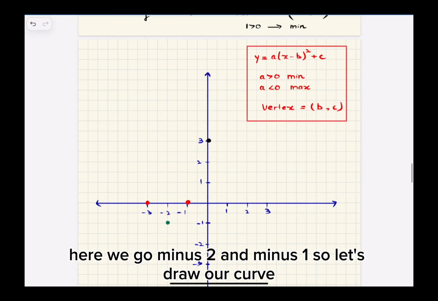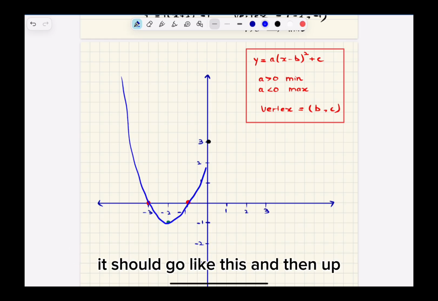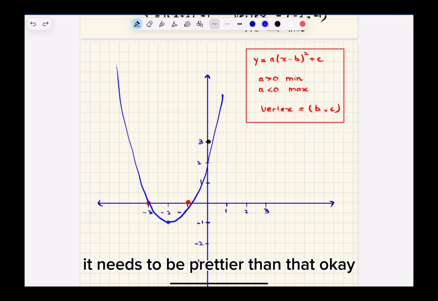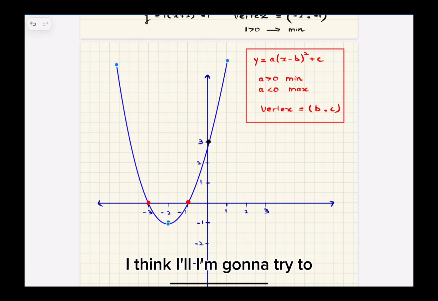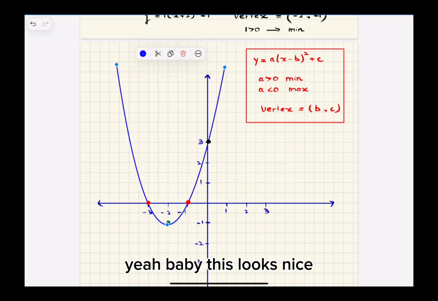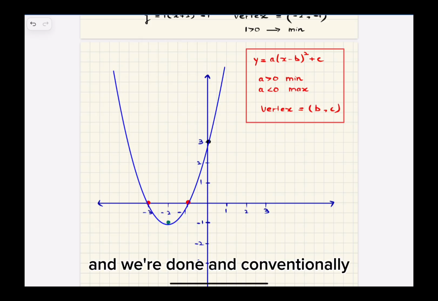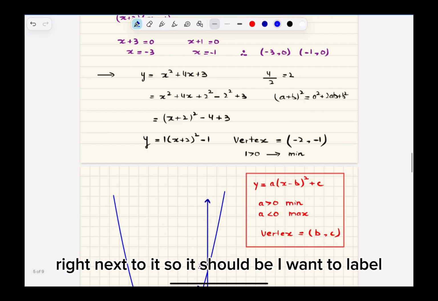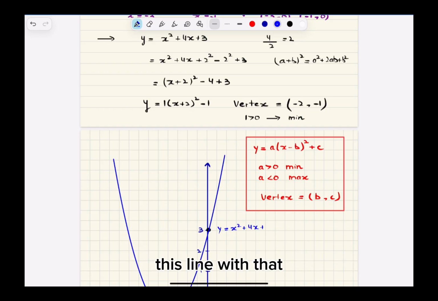So let's draw our curve. It should go like this and then up. No, it needs to be prettier than that. Okay, I think I'm going to try, yeah, this looks nice. Yay, and we're done. Conventionally, we should write the equation of the curve right next to it, so I want to label this line with that.